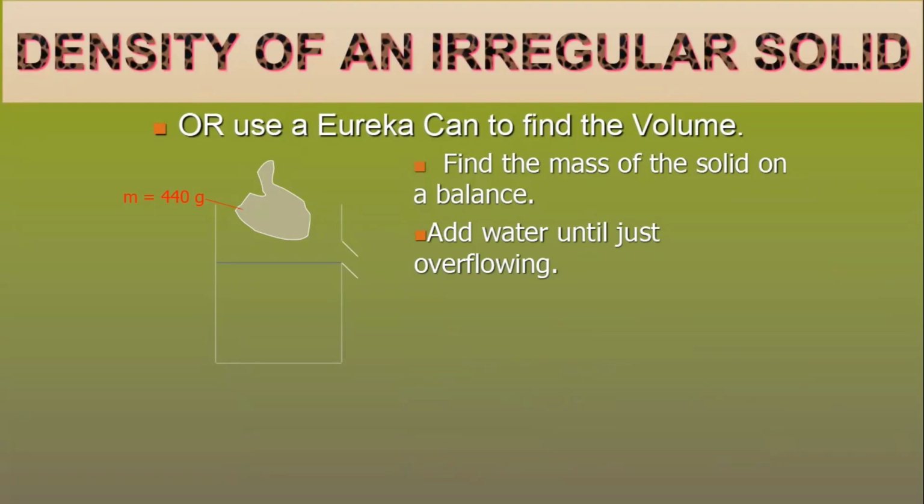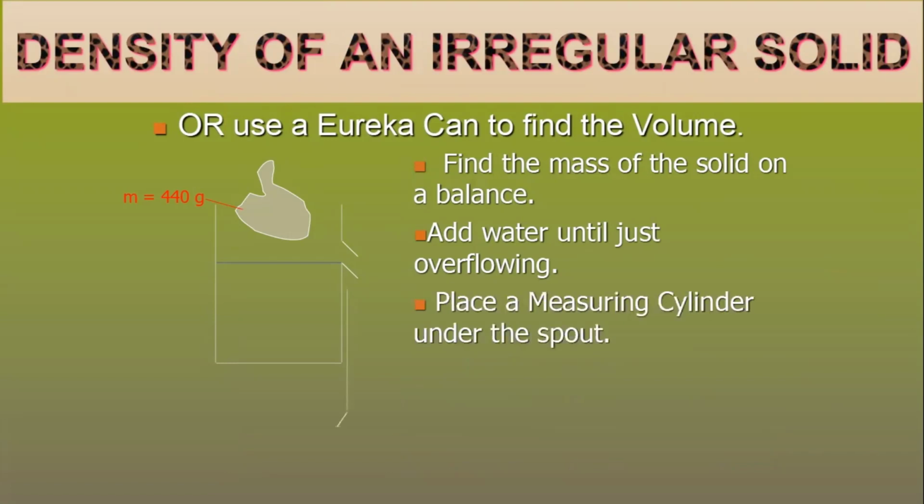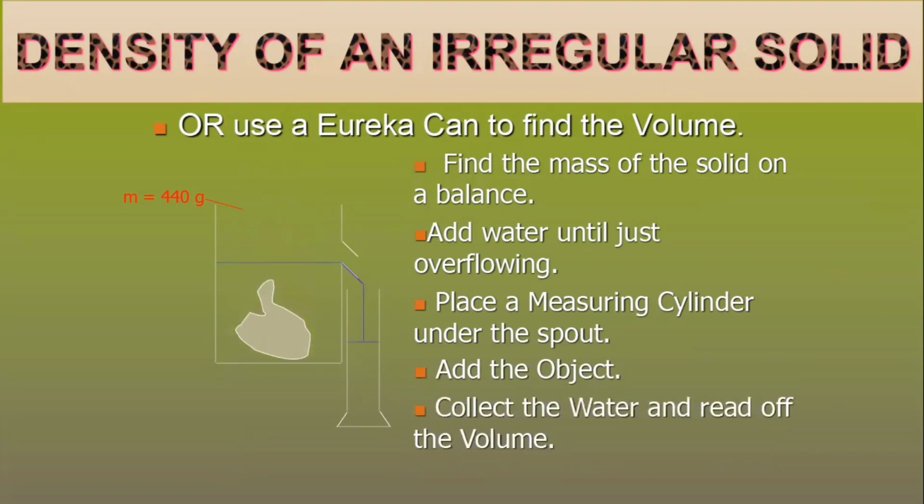So I have done so. Place the measuring cylinder under the spout. When it is going to overflow, the overflow is going to be collected here. Then you add the object. So I add it, then the water will move and be collected, and read off the volume. So when I read it there, it is 40 cubic centimeters. Now you can calculate the density.